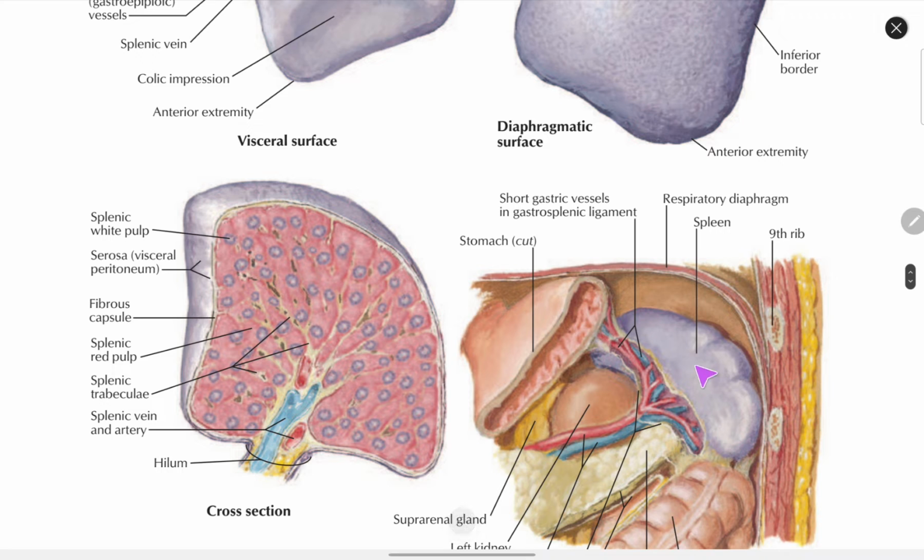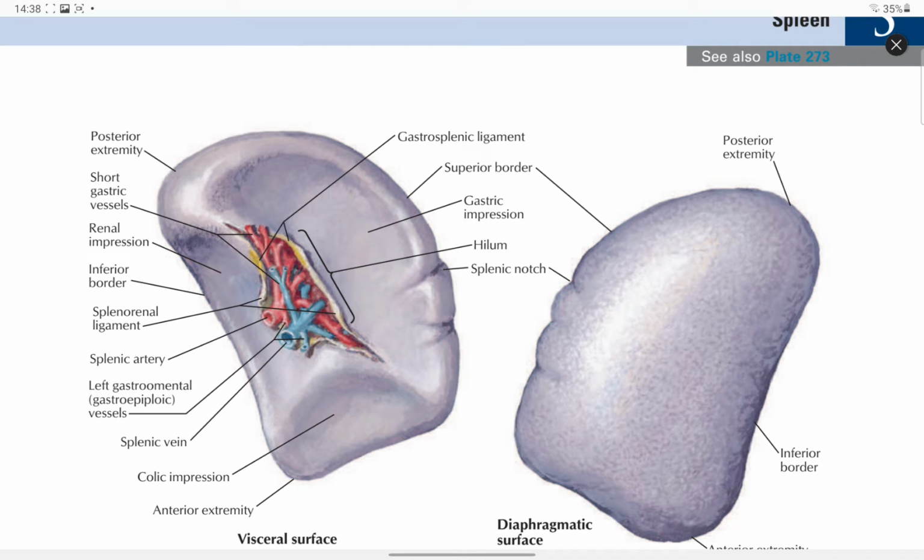So this spleen is 1 inch thick, 3 inches wide, 5 inches long and 7 ounces in weight, and it is related to the 9th to 11th rib. The spleen has two ends, three borders, two surfaces, two angles and a hilum.